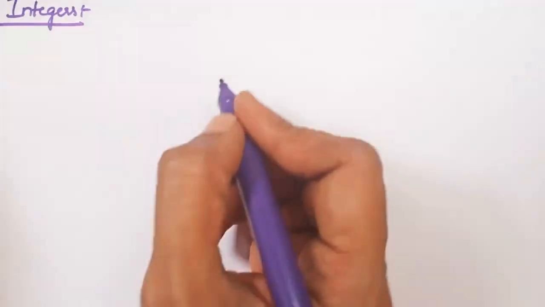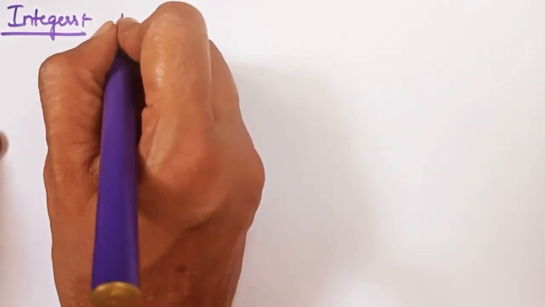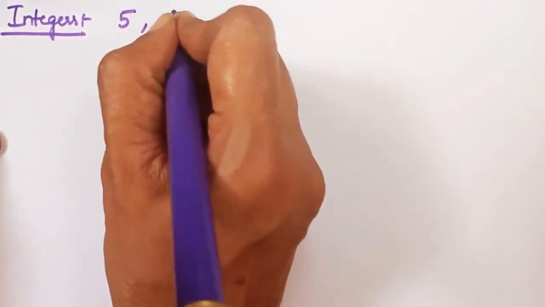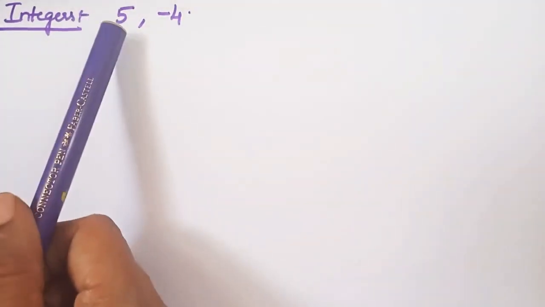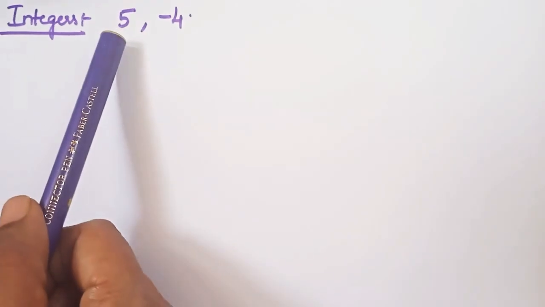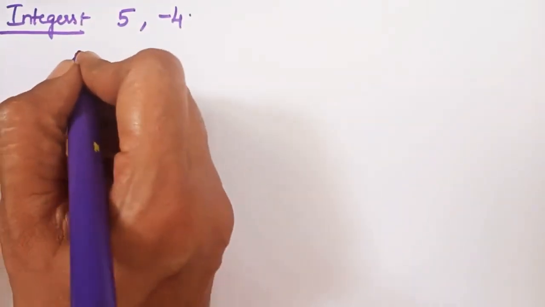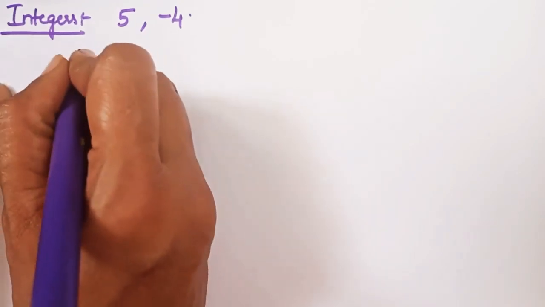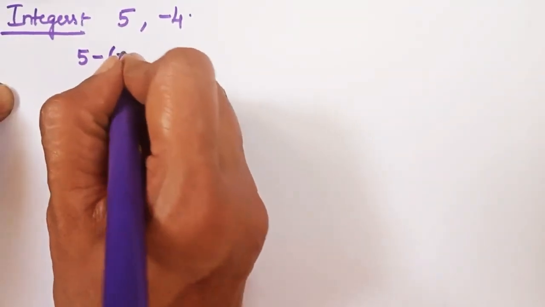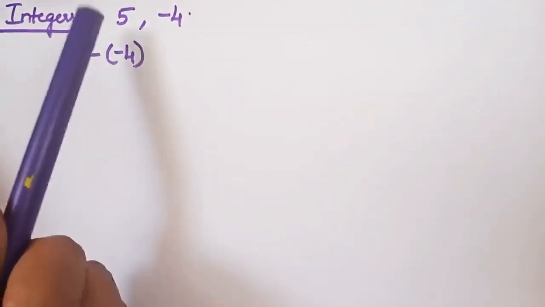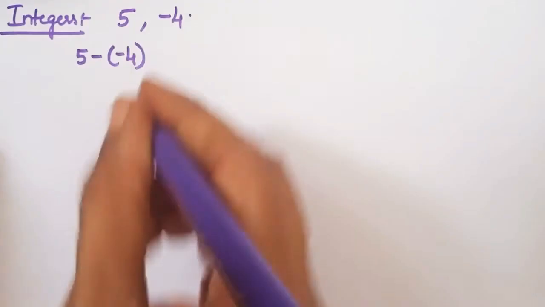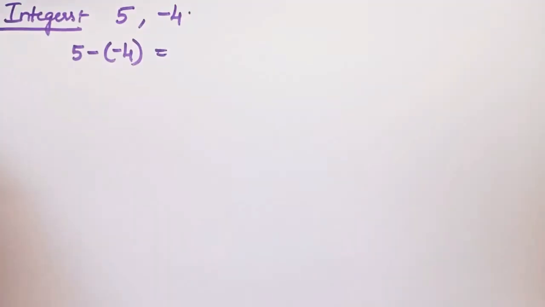Let me take 2 integers now, 5 and minus 4. Understood? So this is my A and this is my B. Let me first check my A minus B. That is 5 minus minus 4. This is my A minus B. What will it yield for me?